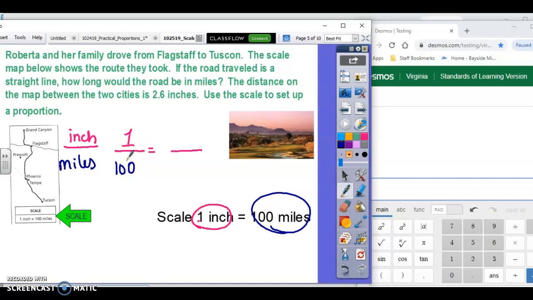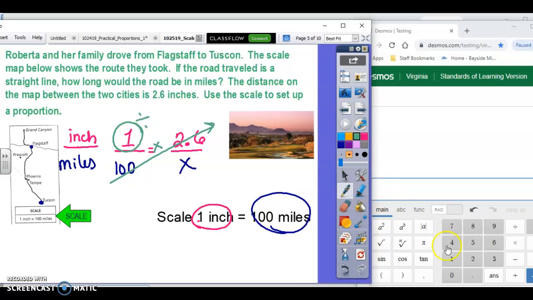If you look up in the actual word problem, it gives us some information. It says the distance on the map between the two cities is 2.6 inches. So we have that in pink. So I'm going to put that in the same line, 2.6 inches. And they want us to figure out the actual mileage in miles. So that's where my unknown variable goes. So I'm going to use the same strategy we've been using for all proportions. I'm going to multiply across and then divide by what's left over. And today it's just 1, so we're not really going to need to divide.